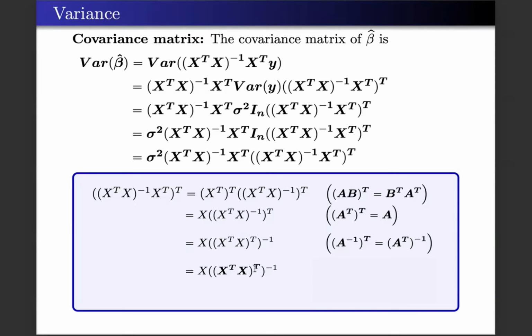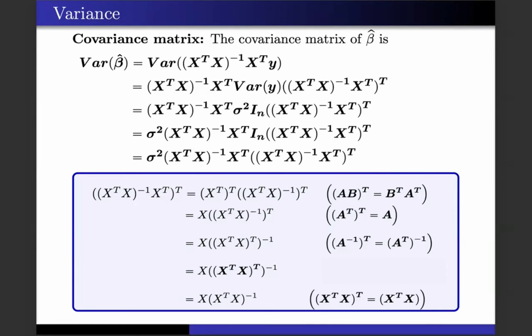But if we look at the second term inside the inverse, we have the transpose of the matrix X transpose X. And here we can apply a property of transpose, that (X transpose X) transpose is equal to X transpose X. We use this result over here and we get that the transpose of (X transpose X) inverse X transpose is equal to X times (X transpose X) inverse. And we have simplified the second term we have in the covariance matrix of beta hat.